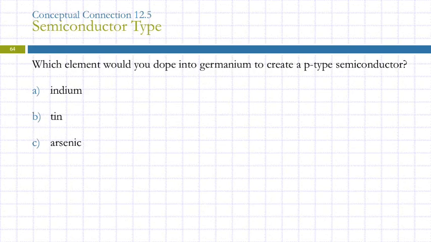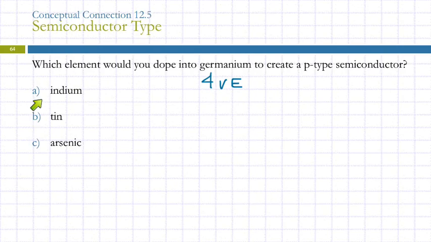So which element would you dope into germanium to create a p-type semiconductor? So p-type means we have positive holes that can move. How do we get holes in the valence band? Fewer electrons, right? So we're looking for something with fewer electrons. How many valence electrons does germanium have? 4. So it's in group 4. So we have 4 valence electrons. So we want something with fewer.